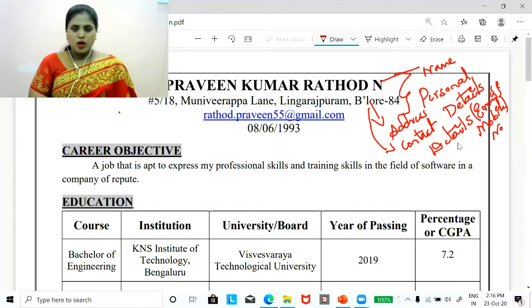As you can see here on the screen, Praveen Kumar Rathod N, which is the name of the candidate who's applying for the job, followed by the address from door number to pin code. Everything is mentioned over here. Right below that, you can see the email ID mentioned. When it comes to email ID, my dear friends, the only thing I would like to say is, if you do not have a professional email ID, please create one and then mention the same in the resume.